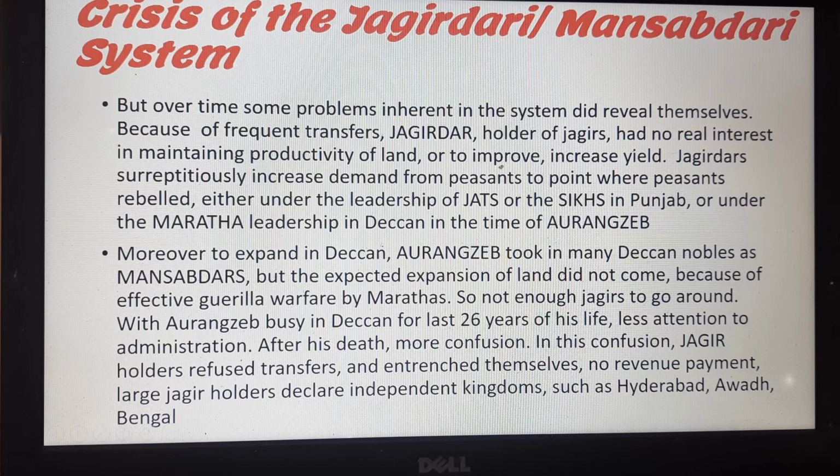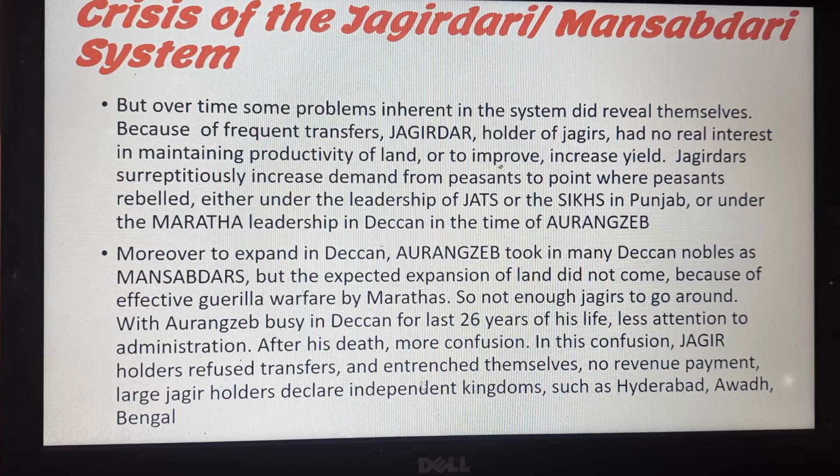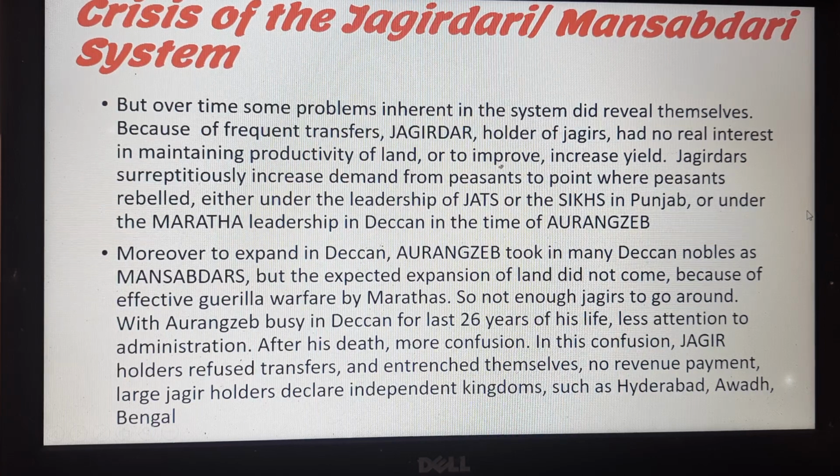In this confusion, Jagir holders refused transfers and entrenched themselves. No revenue repayment. Large Jagir holders declared independent kingdoms such as Hyderabad, Awadh, and Bengal. So three independent kingdoms came: Hyderabad, Awadh, and Bengal.